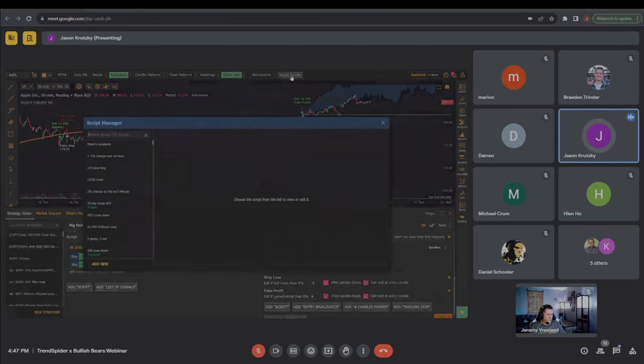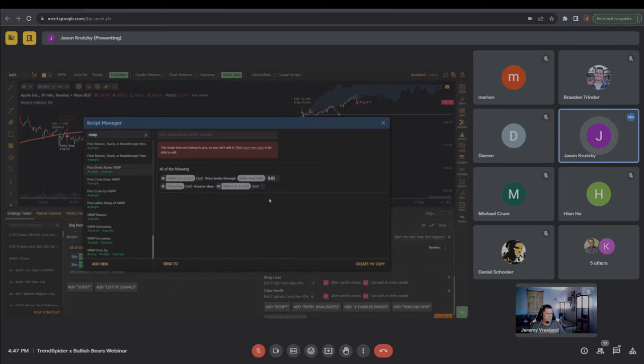You can go up to visual scripts here. We have about 800 pre-built for every major indicator you could think of, every major chart pattern setup. You just type in what you're looking for. Type in VWAP, and it's going to give you all of the pre-built scripts we have for VWAP: VWAP bounce, VWAP decreasing, VWAP increasing, price crossing up, price crossing down, price broke through, all these things.